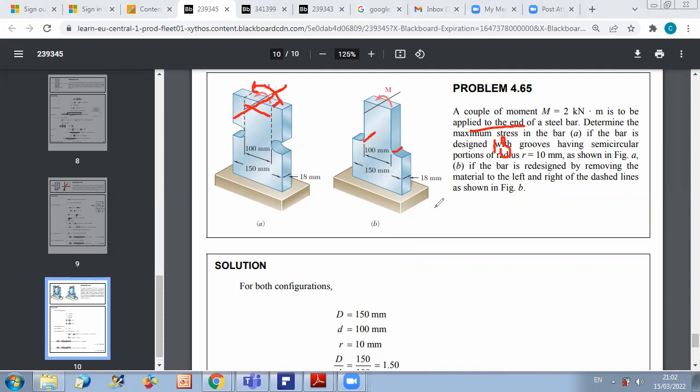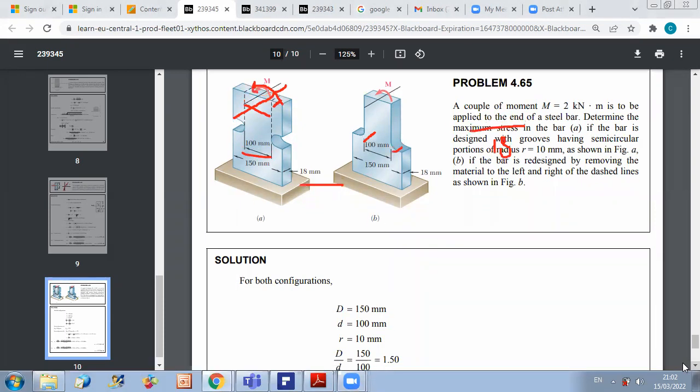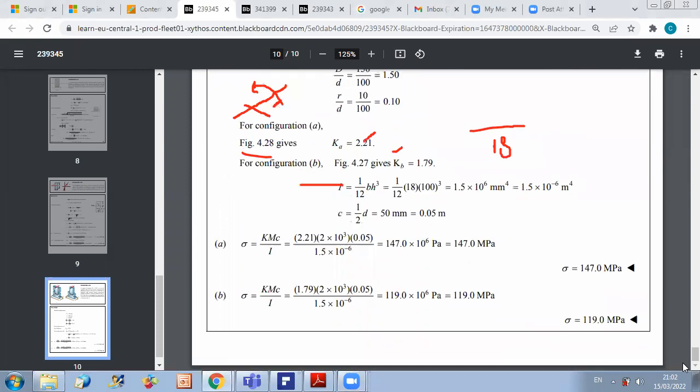So when you do bh cube over 12, b is 18 and h is 100. So I is 18 times 100 cube over 12. This is in millimeter 4. And then you convert to meter 4 by multiplying by 10 minus 12. Now, of course, C, which corresponds to the maximum stress, is at half times the height, which is half times 100, equals 50 millimeter.